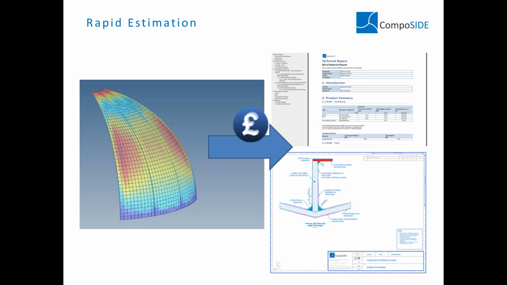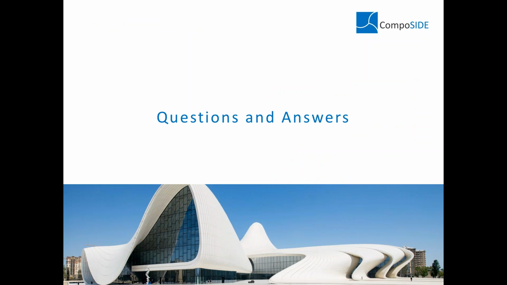So I think we've shown that CompoSIDE can be used for rapid estimation of laminate quantities and total part weights for any components, with a very easy way of generating deliverables and additions to drawings, which saves you a lot of time.